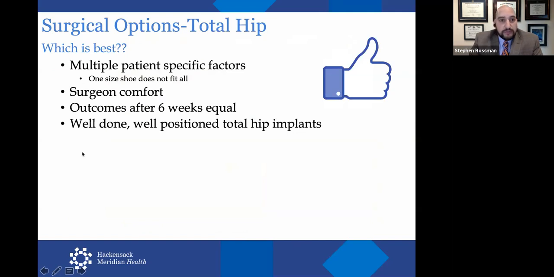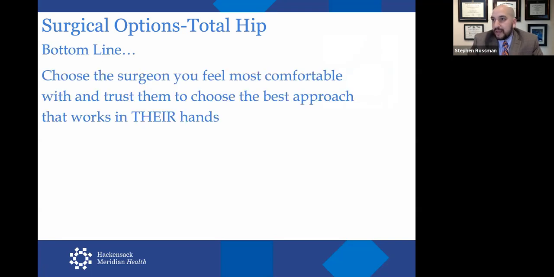And as I kind of alluded to before, which one is best? Because people come in and say, oh, I want the anterior approach. I say, well, it's not one size fits all. There may be something that's better for you than for somebody else. And it really comes down to surgeon comfort. As I said, the outcomes are literally no different. And the most important thing is having a well-done, well-positioned total hip implant. Having the implant position is the most important thing. And the bottom line is, and I tell this to my patients, choose the surgeon that you feel the most comfortable with and trust them to do what's best in their hands.